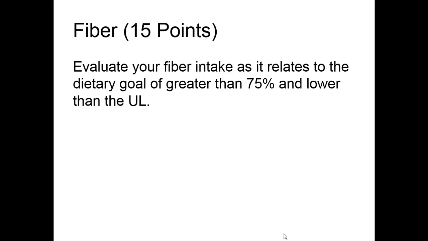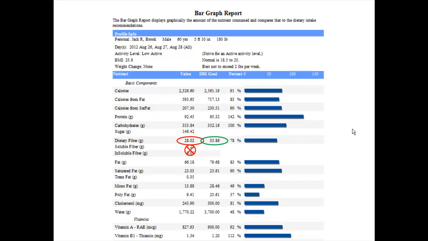and then show that you met the goal. Fiber. Okay, for fiber, we're going to be using that 75% rule: if you're below 75%, then you need to get it up to 100%. Obviously these numbers are wrong, but we are going to use this number here. This is your normal intake.